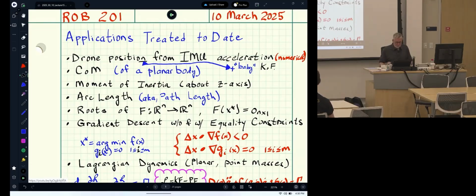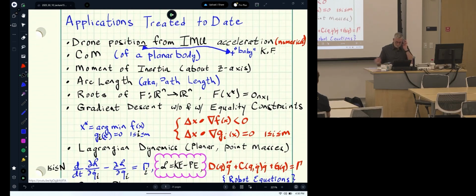I just wanted to first start out by highlighting some of the interesting applications of calculus we've treated so far in the course. So we did drone position from IMU acceleration, and also at the same time squeezed in a little intro to the Kalman filter, something that will become very important to you as you move on and do navigation and planning for your robots.